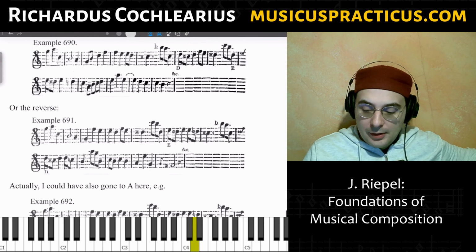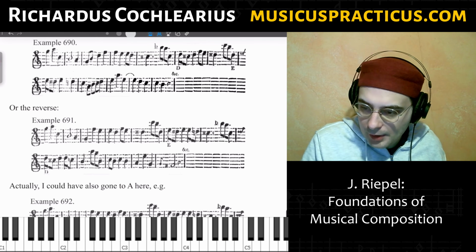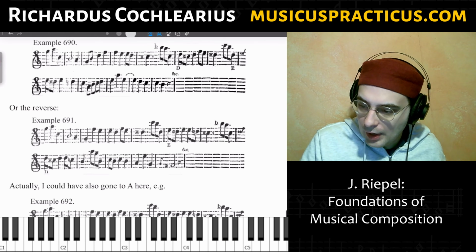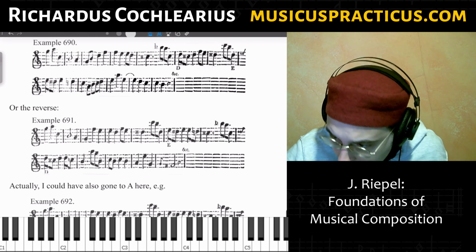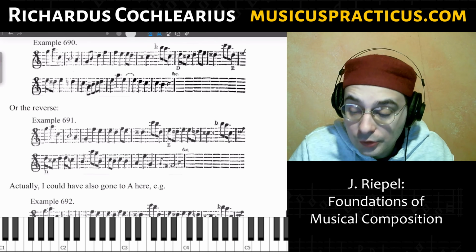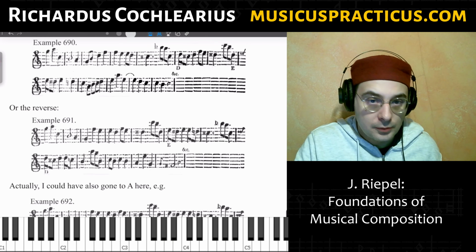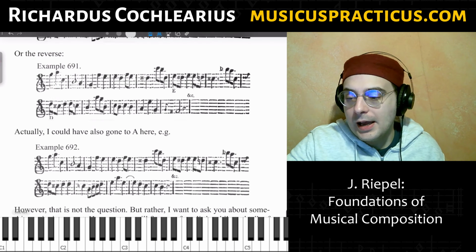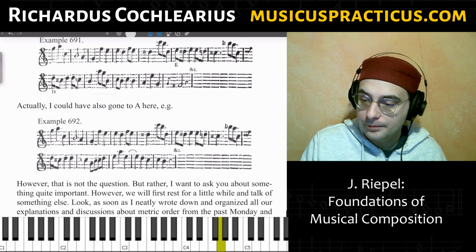And then even C major. Actually, here there are three phases. So Sol, La, Fa, Mi, Re, Do, Fa, Mi, Re. Actually, I could have also gone to A minor. Let's see.